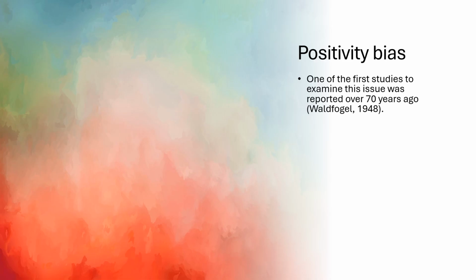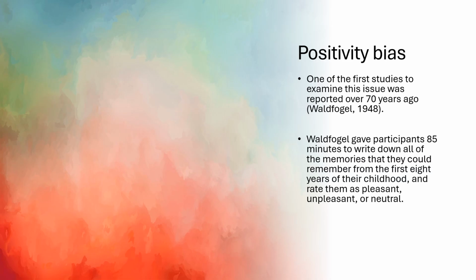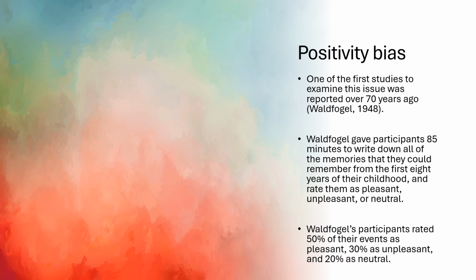The positivity bias was first documented by Waldvogel in 1948. His study was essentially pretty simple. He gave participants about an hour and a half to write down as many memories as they could remember from the first 8 years of their childhood, and he asked them to rate them as either pleasant, unpleasant, or neutral. What he found is that participants rated 50% of their events as pleasant, 30% as unpleasant, and 20% as neutral.